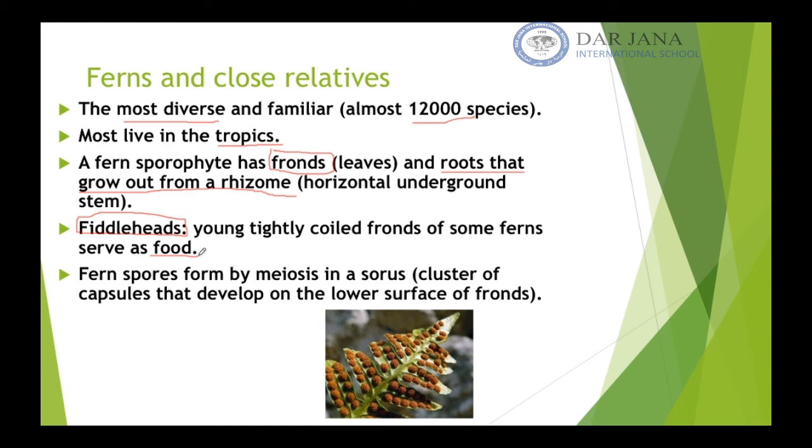If you look under the leaves of the fern, if you look under the frond of the fern, you will find sori. You can see these tiny dots on the leaf here. What are these structures? They are groups of spores. They are clusters of capsules that have spores in them. They are located under the leaf, and obviously these spores are produced by meiosis.